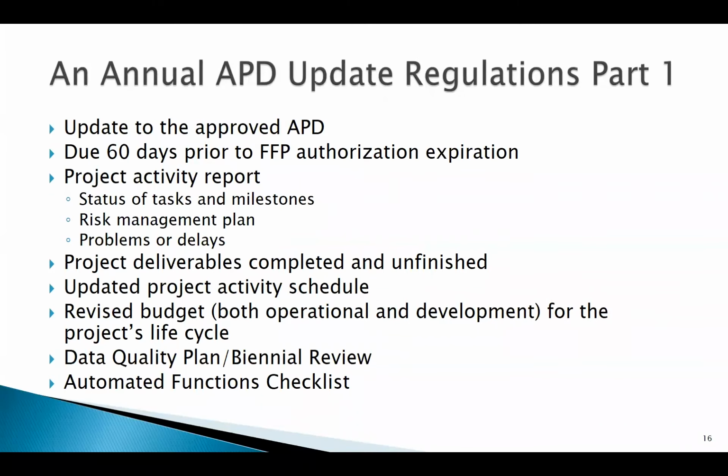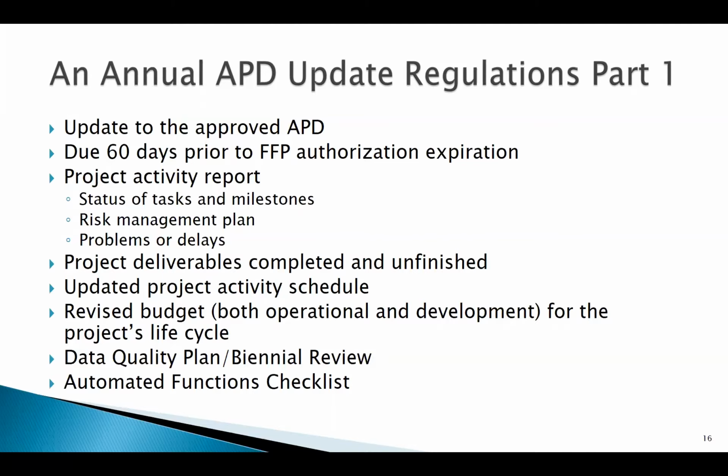Slide title reads annual APD update regulations, part 1. So your annual APD update is due 60 days prior to the authorization expiration. So if your document ends on September 30th, then you need to turn it in 60 days prior.